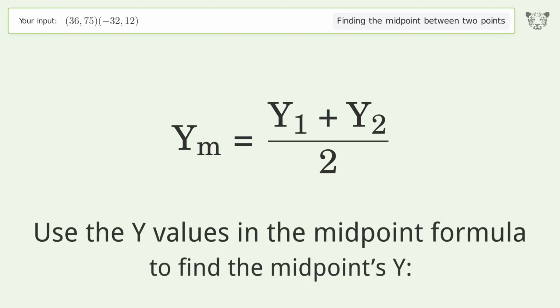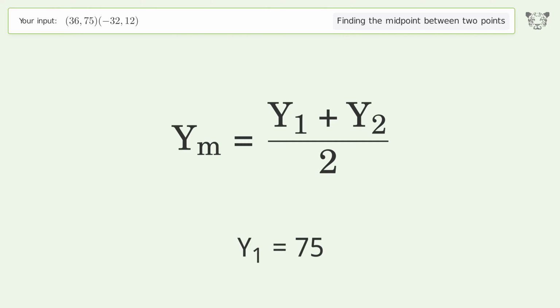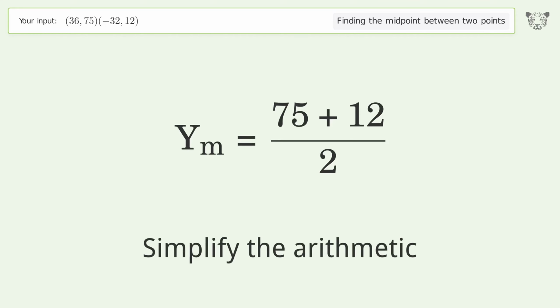Use the y values in the midpoint formula to find the midpoint's y. y1 equals 75. y2 equals 12. Simplify the arithmetic.